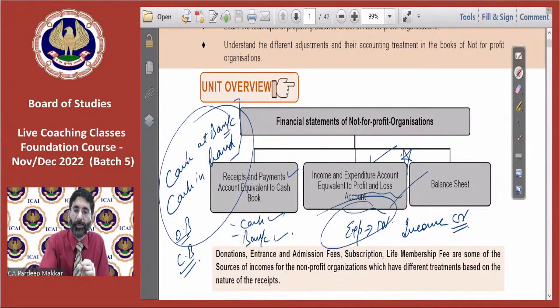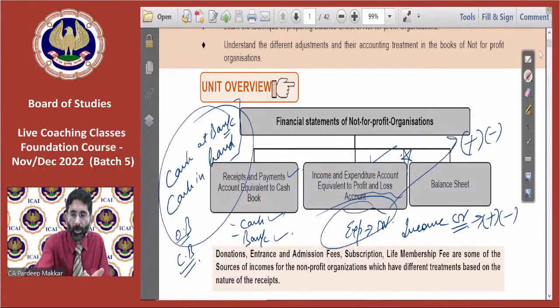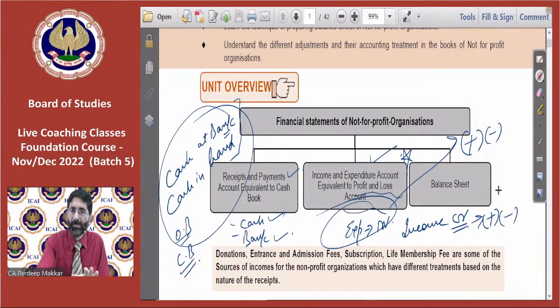Means outstanding will be added, as we know. Prepaid will be deducted, as we know. Here accrued will be added. Pre-received will be deducted. That we are already doing. So all that will be done in the same way. This is just the name which has been changed. The concept remains the same. Profit or loss account is to be prepared by the name of income and expenditure account. Very easy, very simple. Third is the balance sheet.